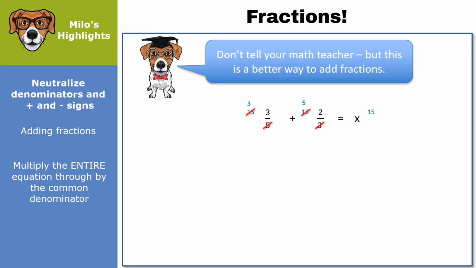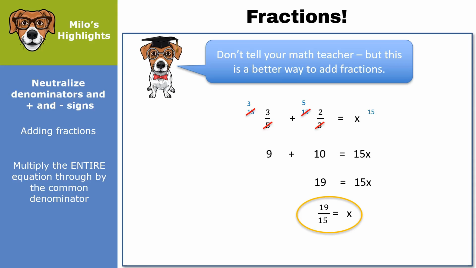Remember, you have to multiply through the entire equation. Now we get something that is really simple. 3 times 3 is 9, 2 times 5 is 10, and x times 15 is, well, 15x. Now all we do is solve this. 19 equals 15x, 19 over 15 equals x.